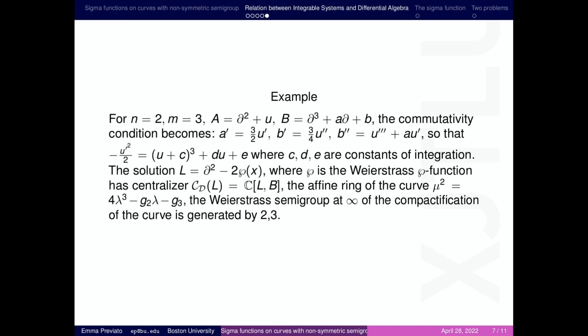And that's the reason why the order of the operators correspond to the Weierstrass semigroup, to the non-gaps. 2 is the order of pole of the elliptic function, the Weierstrass P function, and 3 is the order of pole of P prime, the derivative of the Weierstrass P function. So this is the link, okay?